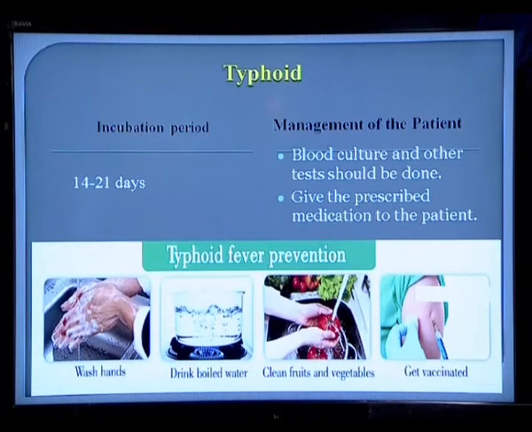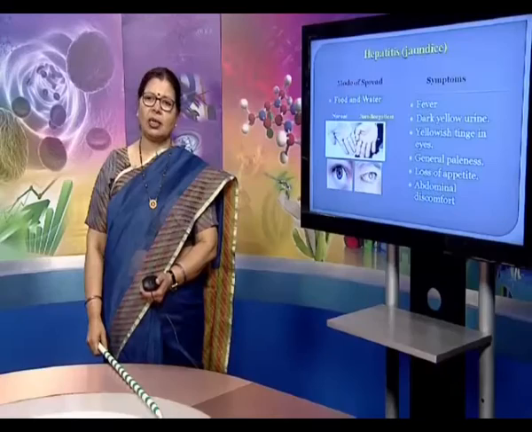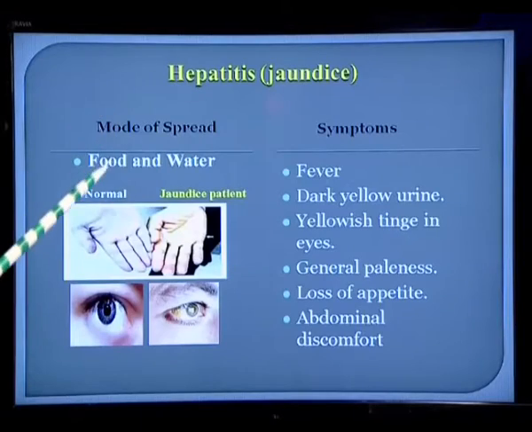The incubation period for typhoid is 14 to 21 days. Next disease we are talking about here is hepatitis, which is popularly known as jaundice, or in Hindi it is pilia. Again, the mode of spread is food and water.